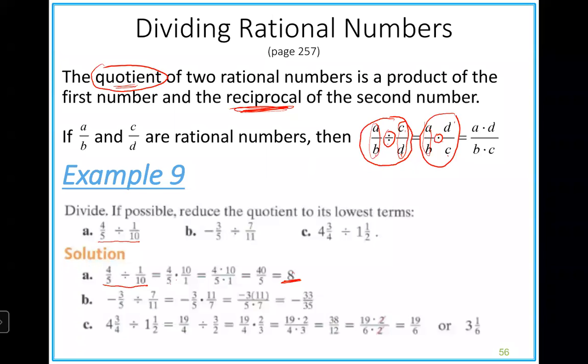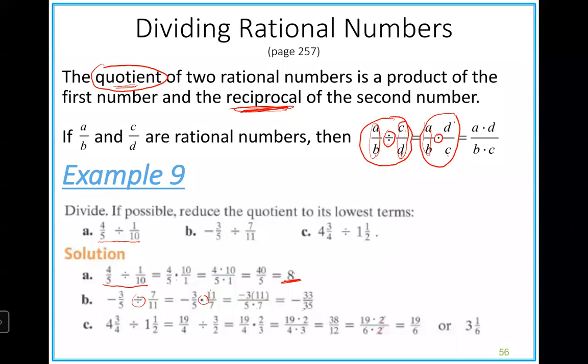The second one, you have negative 3 over 5 divided by 7 over 11. So you're going to do the inversion again and change to multiplication. So it's negative 3 over 5 times 11 over 7. And since the first one is negative, it's going to be negative 3 times 11 over 5 times 7. Negative 3 times 11 is negative 33. 5 sevens are 35, so we can't reduce it. So the answer is negative 33 over 35.